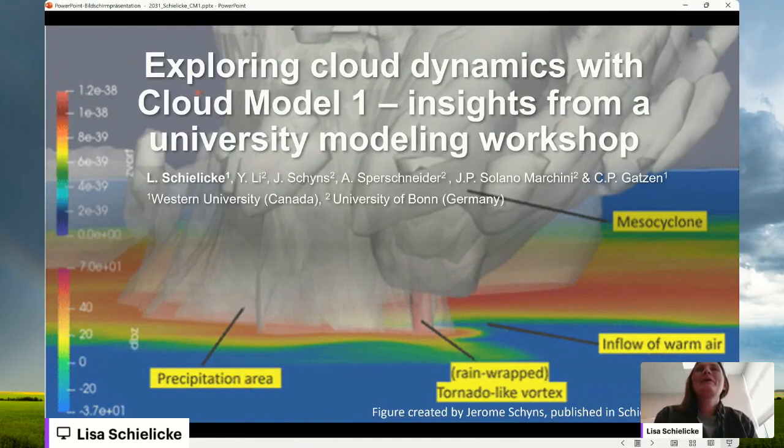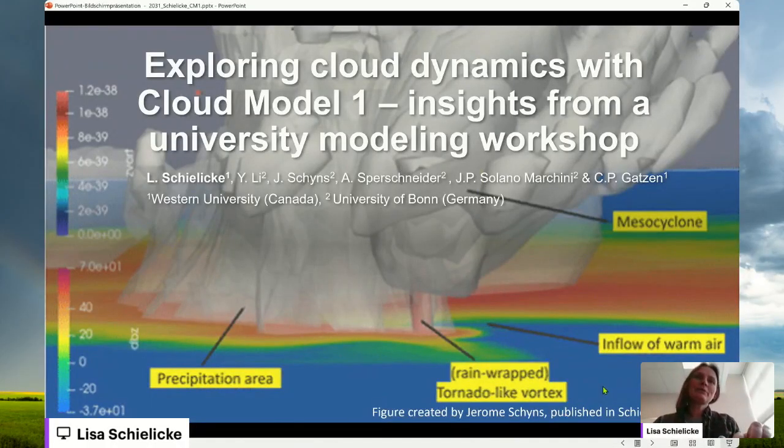Thank you so much for having me again. I would like to show insights from a university modeling workshop where we used Cloud Model 1 to explore cloud dynamics. And I think this fits very well into this session as well. It's educational, but on the other hand, students use their theoretical knowledge to apply this to a model and analyze what they've seen.